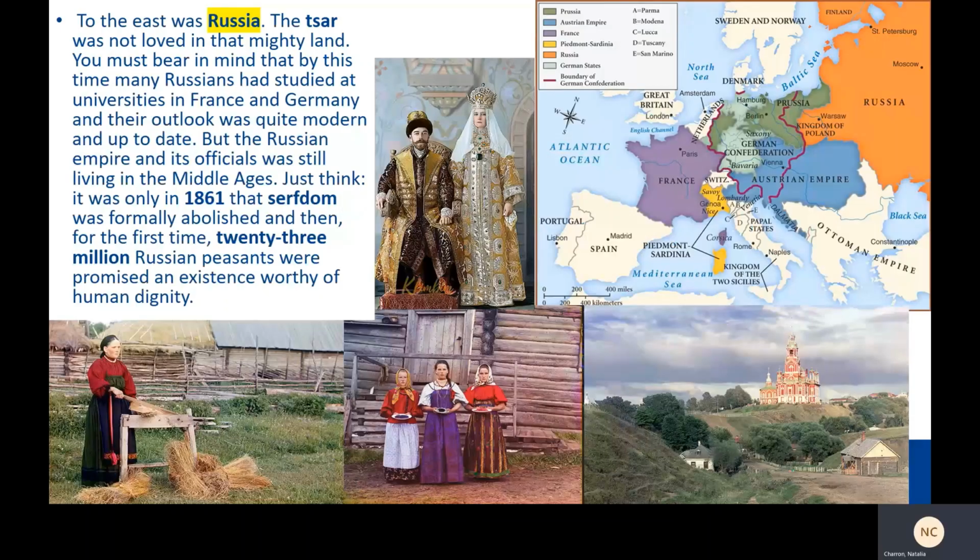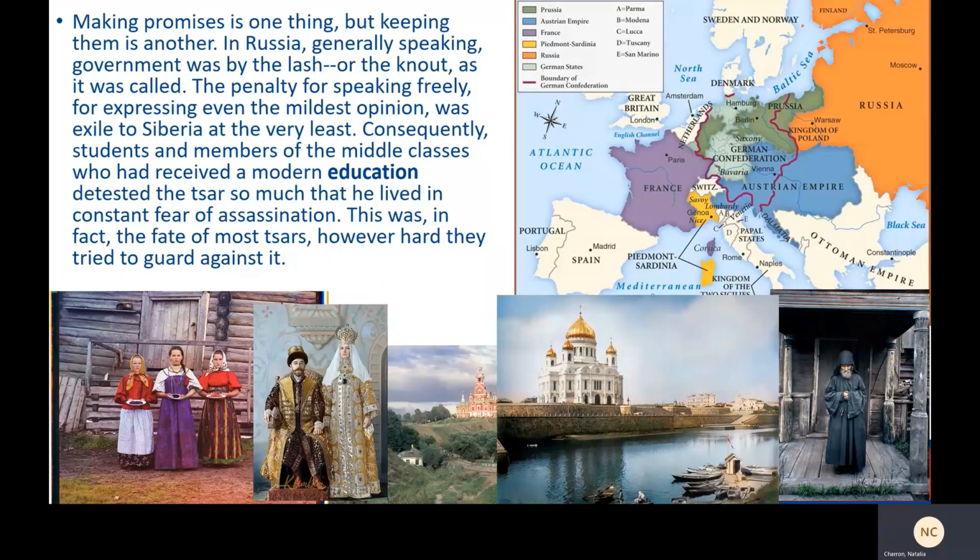The Tsar was not loved in that mighty land. You must bear in mind that by this time, many Russians had studied at universities in France and Germany, and their outlook was quite modern and up to date. But the Russian Empire and its officials were still living in the Middle Ages. Just think, it was only in 1861 that serfdom was formally abolished, and then for the first time, 23 million Russian peasants were promised an existence worthy of human dignity. Making promises is one thing, but keeping them is another.